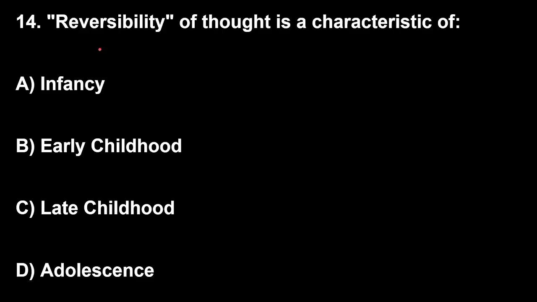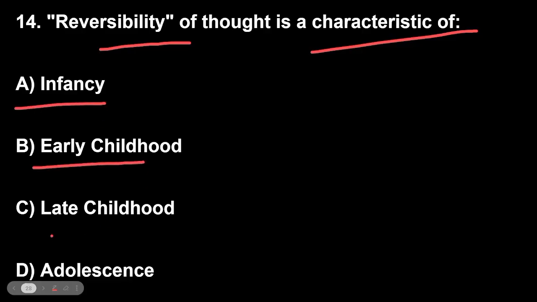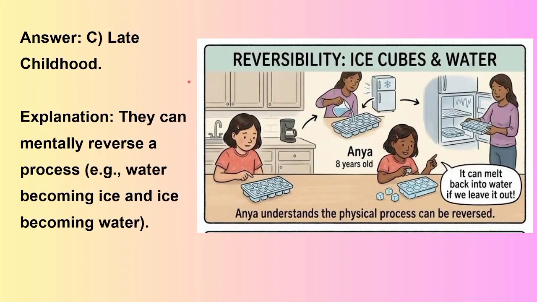Next question. Reversibility of thought is characteristic of which stage? Infancy, early childhood, late childhood, or adolescence? The right answer is late childhood, because at this stage they can mentally reverse a process. They can understand the characteristic of reversibility. For example, water becoming ice and ice becoming water.